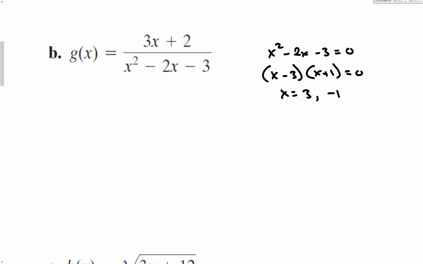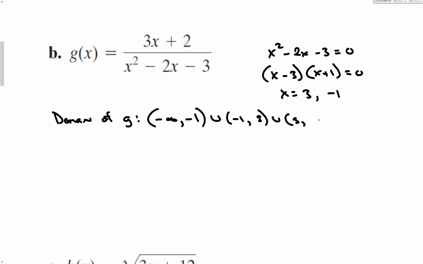And I'm going to write this with interval notation. So I'm going to say the domain of g is, always start from the left, negative infinity to negative 1. I then want to skip over negative 1, so I use a parenthesis. Union from negative 1 to 3. I want to skip over 3. Union 3 to positive infinity. And there's the domain of this function: all real numbers except for negative 1, which I skip over, and 3, which I skip over.